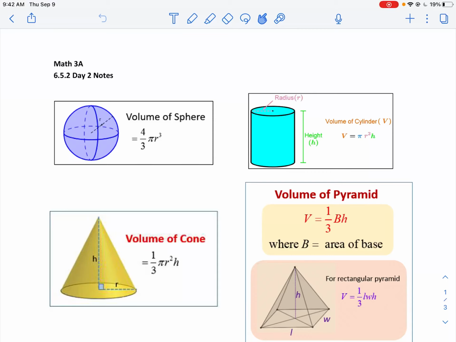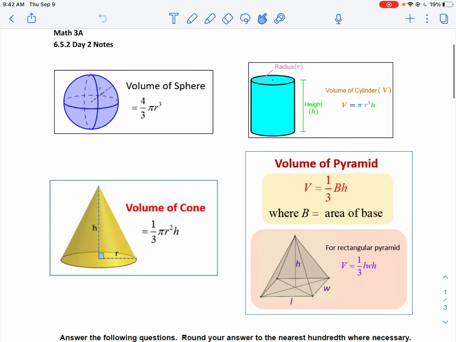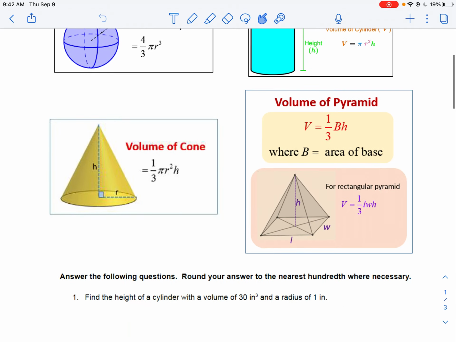Okay, in today's lesson we're still looking at volumes of solids, but now we're going to be given the volume of a solid and we're going to have to find one of the other two dimensions of the solid, either the radius or the height. So here's a quick review of the four formulas for volumes of solids that we know of: the sphere, cone, cylinder, and pyramid. So let's just jump into an example.